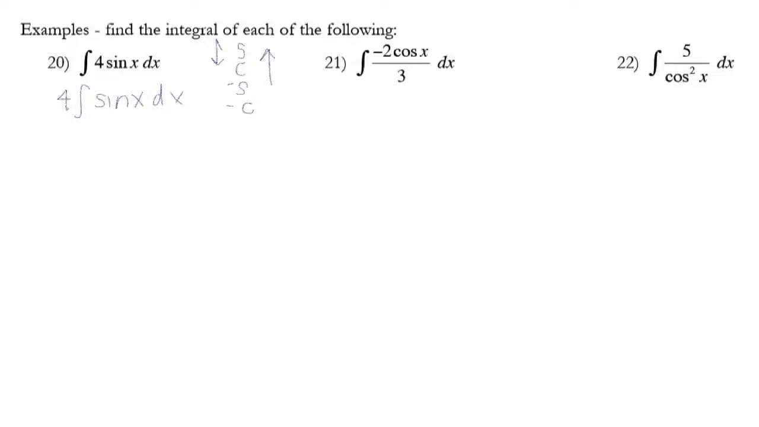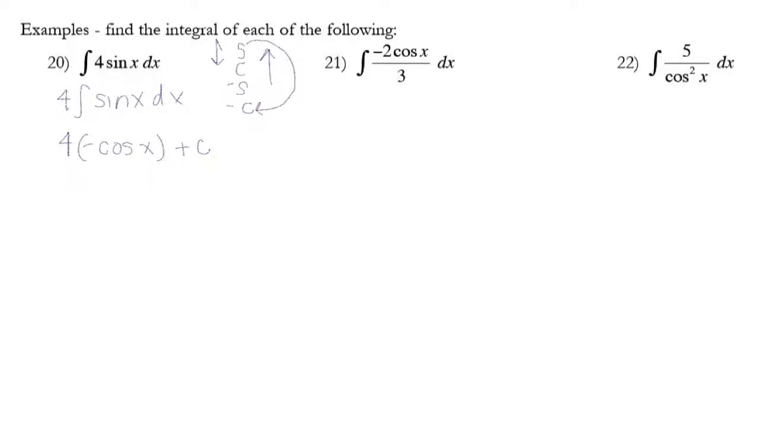So if I'm going to find the integral of sine of x, well, that's going to be 4 times, and I need to move up. So this is going to wrap back around to here. That's going to be negative cosine of x plus c. And that would be it.